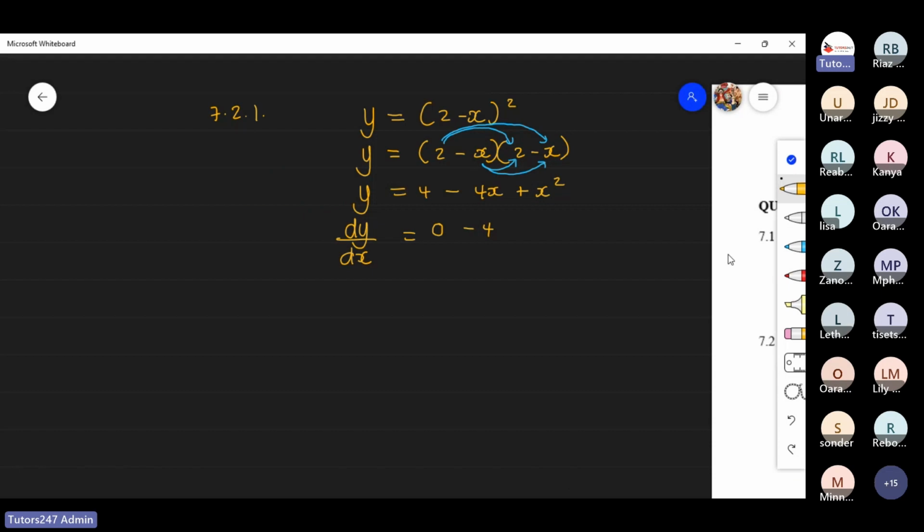So we're going to multiply the exponent, which is 2, times the coefficient, which is positive 1. That gives us positive 2. Next, we need to subtract 1 from the exponent. So 2 minus 1 just gives us 1. And we are then just left with 2x after deriving x squared. So we can conclude dy dx is equal to 2x minus 4. And that is our solution.